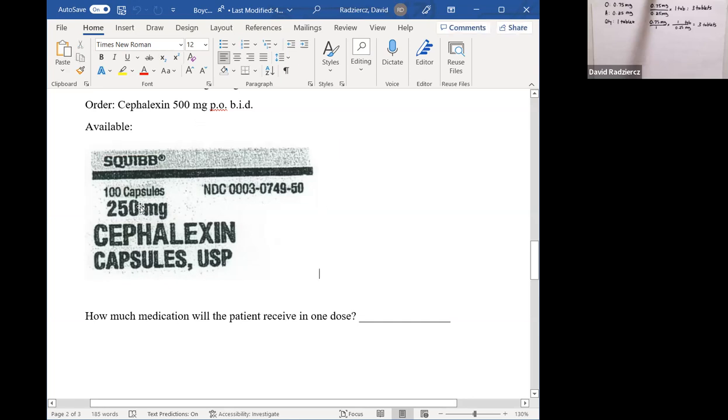So 250 milligrams per capsule. So what is my order? My order is 500 milligrams. What do I have available? 250 milligrams. And what's my quantity? 1 capsule. So let's write it out.